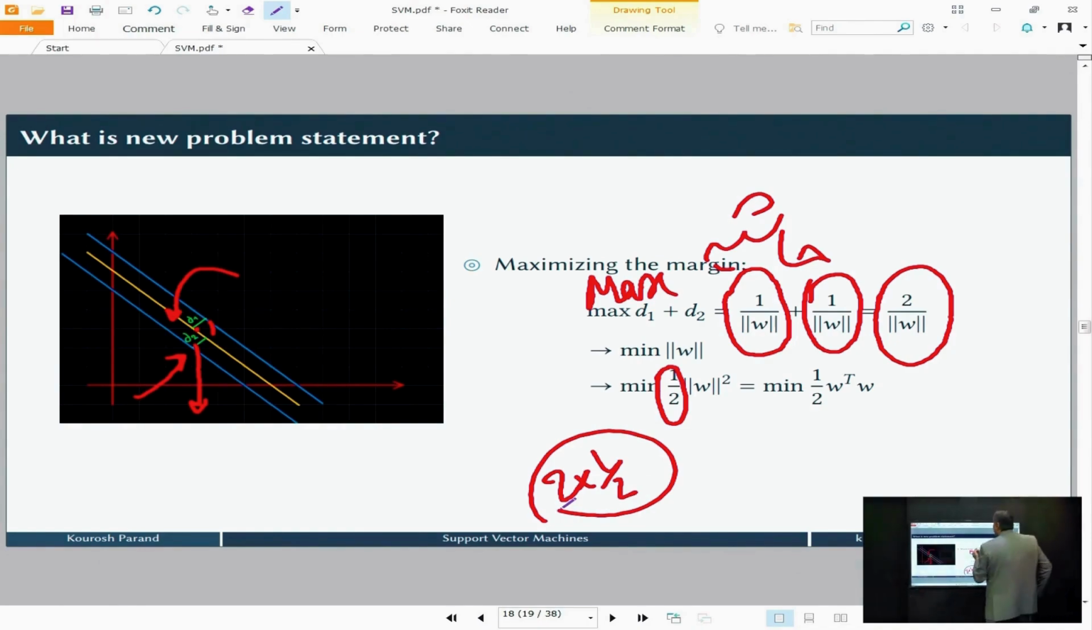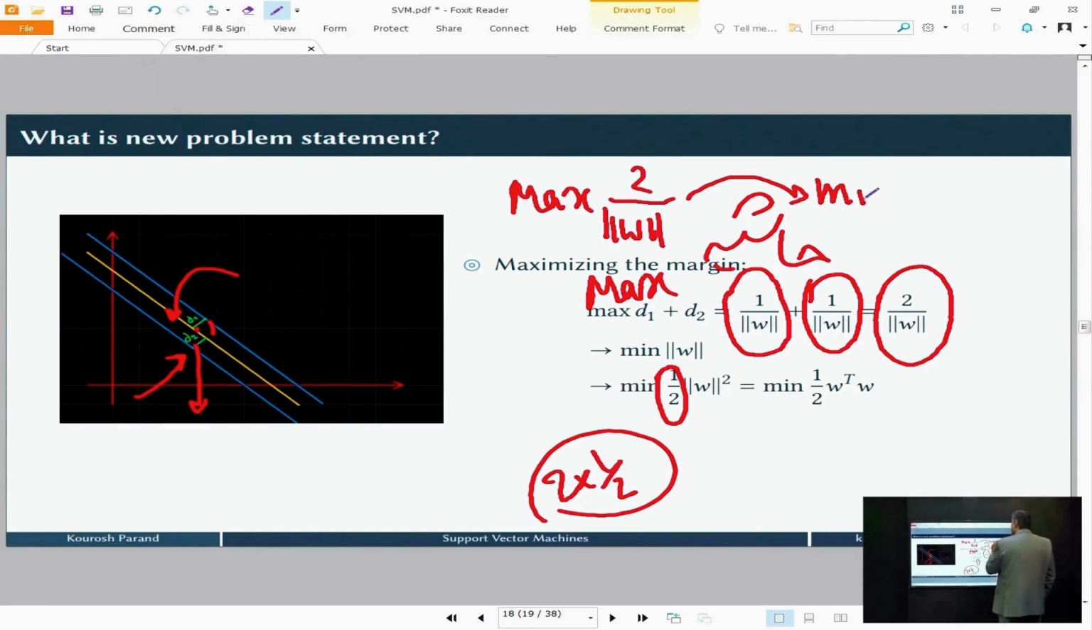So my problem changed from a maximization problem of 2 over the norm of W to an equivalent problem, which is minimizing 1/2 of W squared. What is the norm of W squared? What happened? It was transformed and changed. All right, let's move forward.